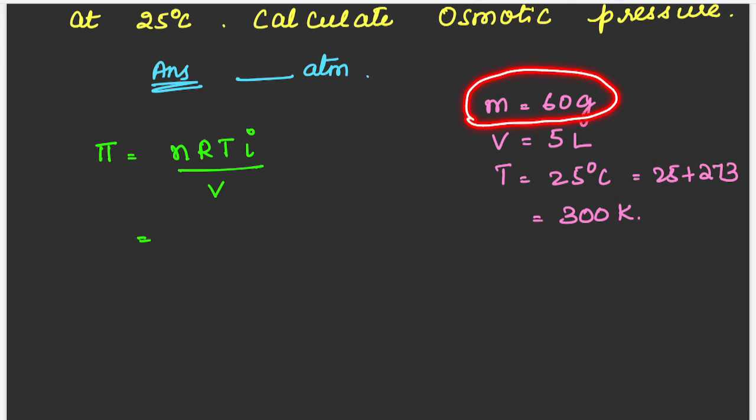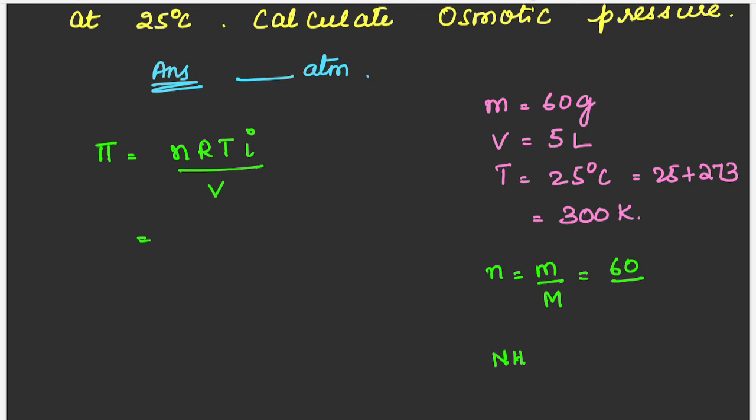But here the number of moles is not given. Instead of that, they have given the mass. So convert this mass into number of moles. Number of moles is equal to mass divided by molar mass of urea. That is 60 divided by, what is the molar mass of urea?